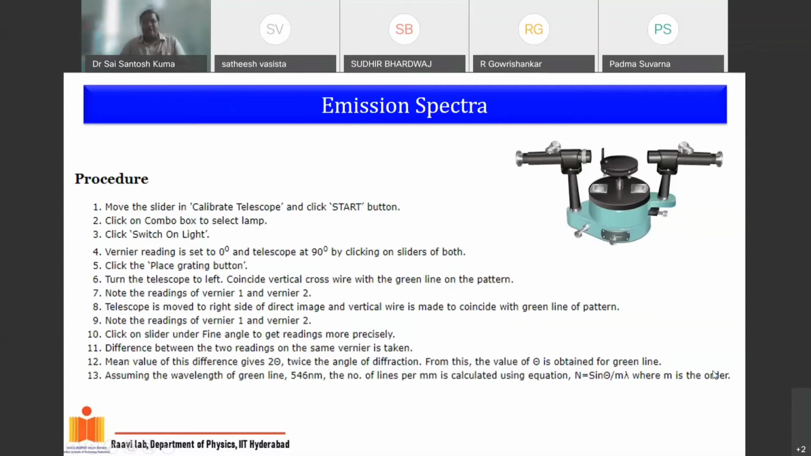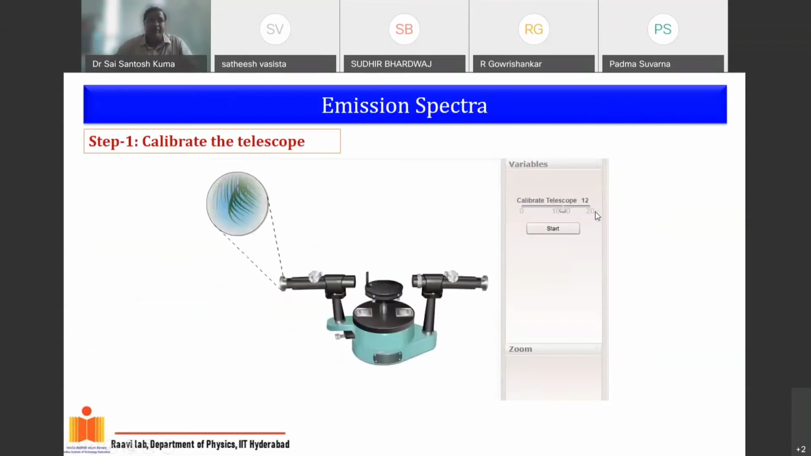So the point here is you will start with a grating of known number of lines per mm. All we do is we work back and do the experiment so that the number of lines of the grating used can be determined using this experiment. And in the meanwhile, you will learn about the various emission spectra that happen for different colors, different vapors. Okay, so this is number one, calibrate the telescope.